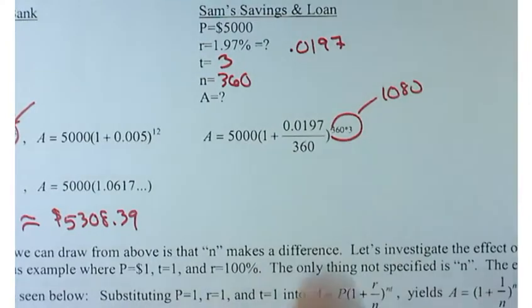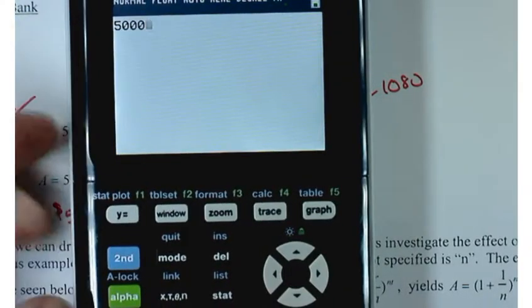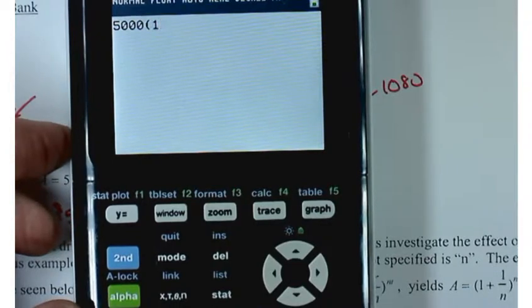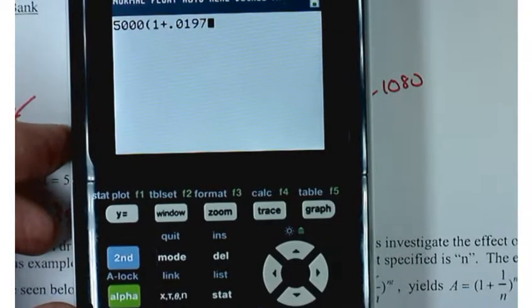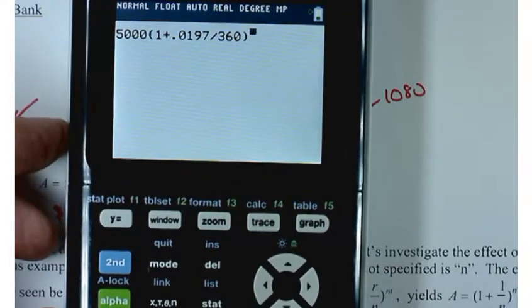All right, so let's take a look at how this one shakes out. 5,000, parenthesis, 1 plus 0.0197 divided by 360, raised to the 3 times 360 power.